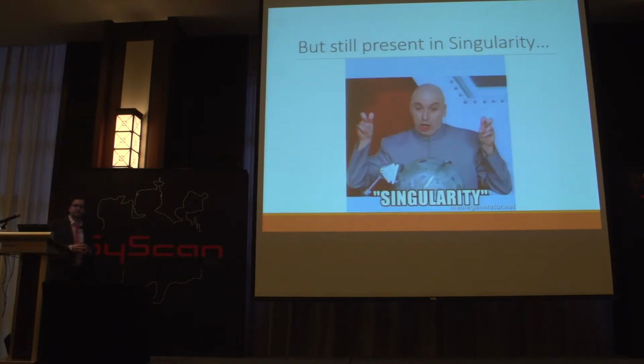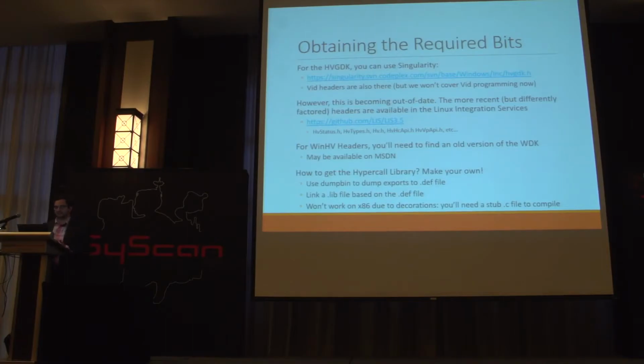Now you can get it back with something called Microsoft Singularity. What is Singularity? It's not secret anymore, but it was a secret research operating system from Microsoft where they basically tried to make everything .NET. Now, they ended up open sourcing Singularity, and they ended up open sourcing all of the headers that Singularity was using. And because Singularity could talk to the hypervisor, they open sourced all the hypervisor headers again. So, how do you get all the stuff?